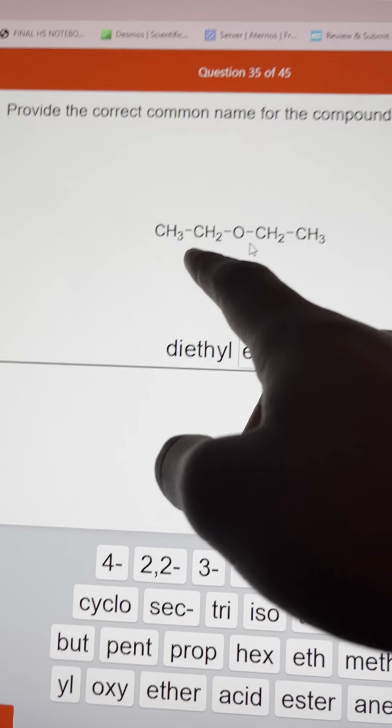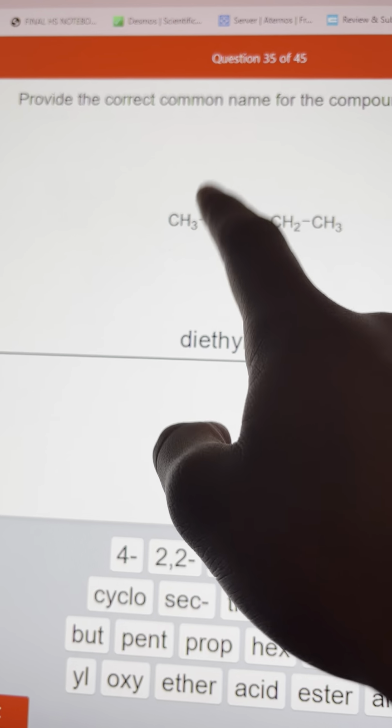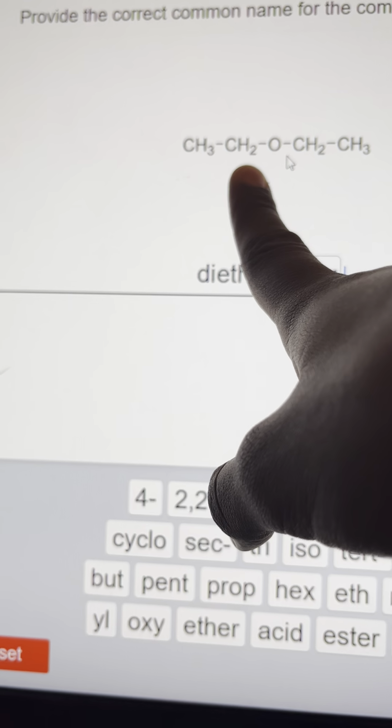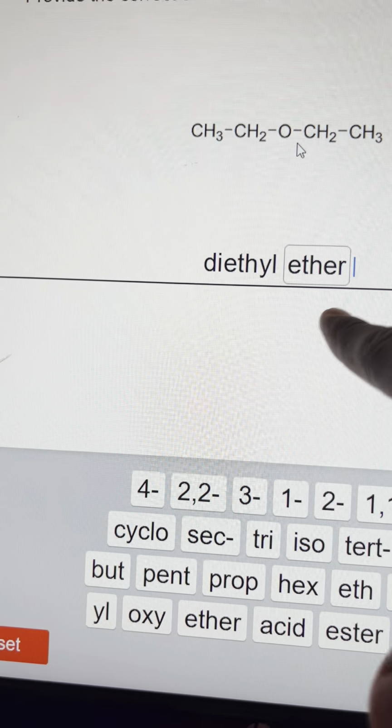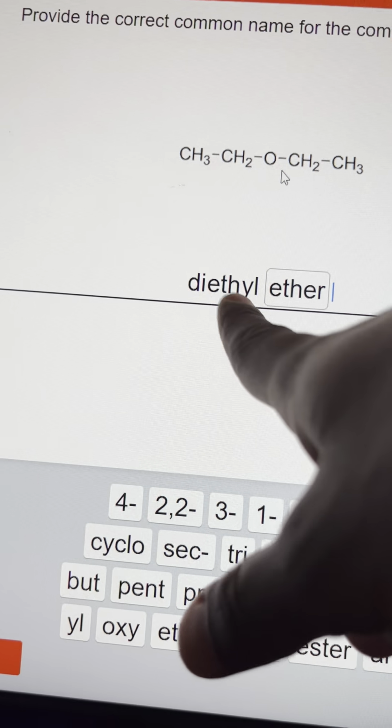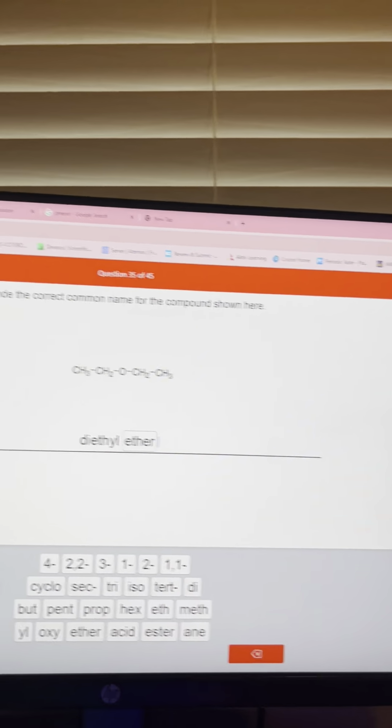So this is how you name ethers. You find the names of these. So you name this, and then you name this, and then you put the ether at the end. So this is an ethyl, this is an ethyl. It tells us there's 2 ethyls, diethyl.